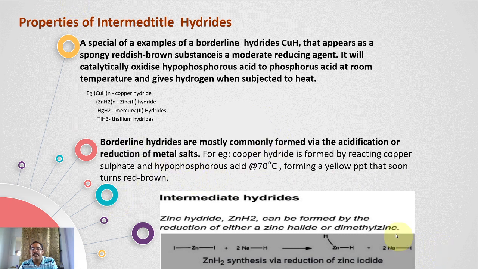And another preparation is zinc hydride. We can form it with either zinc halide or dimethyl zinc. You heat it with sodium hydride, and it may result in zinc hydride. So these are the preparations, and it possesses properties in between ionic hydrides and covalent hydrides. Ionic hydrides conduct electricity, whereas covalent hydrides act as Lewis acids or Lewis bases. So both properties are possessed by these copper, zinc, and thallium hydrides.